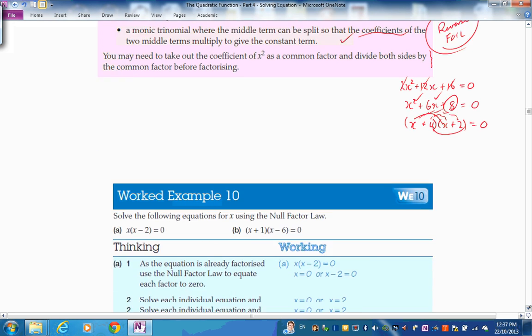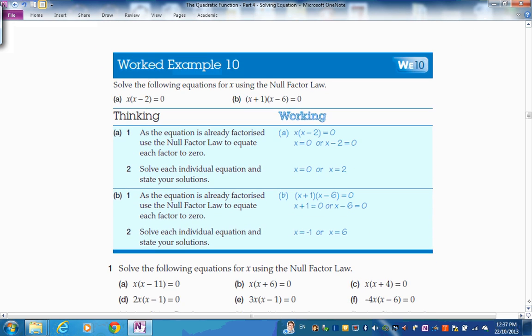Let's go and have a look. Here's some more from Pearson's. So these are the ones we were looking at before. x by x take 2 is 0. x plus 1 by x take 6 is 0. Now these are friendly ones because they've already been factorised. So let's come down and have a look at what we say.